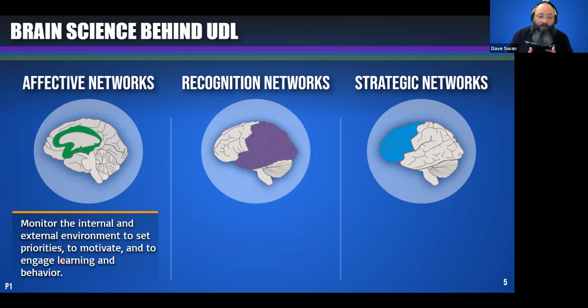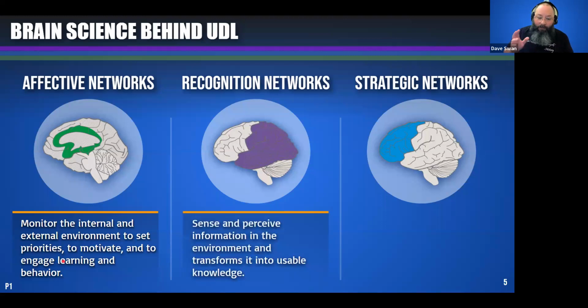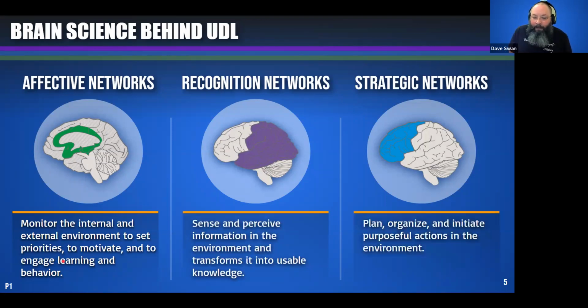Okay, so that's an oversimplification. None of these networks are hermetically sealed from one another. Obviously, they are basically all one unit. We're humans, we need to categorize. So then the recognition networks sense and perceive information that's in the environment, the stimuli, and transform that into usable knowledge, depending on how well we are aware of how we perceive things. And then finally, the strategic networks. That's where a lot of the planning and the organizing and the initiating of purposeful actions in the environment happens. So that's when I say squishy frontal lobes for teenagers, though I think a lot of adults have squishy frontal lobes. That's where that comes from.